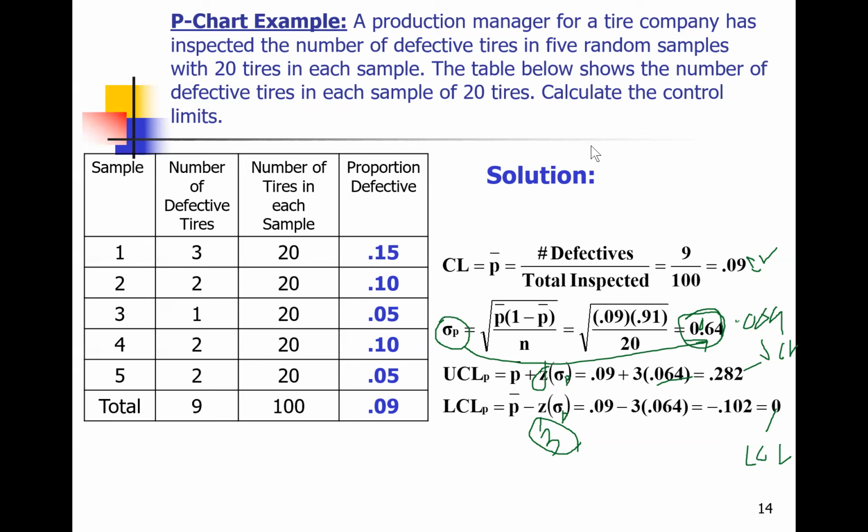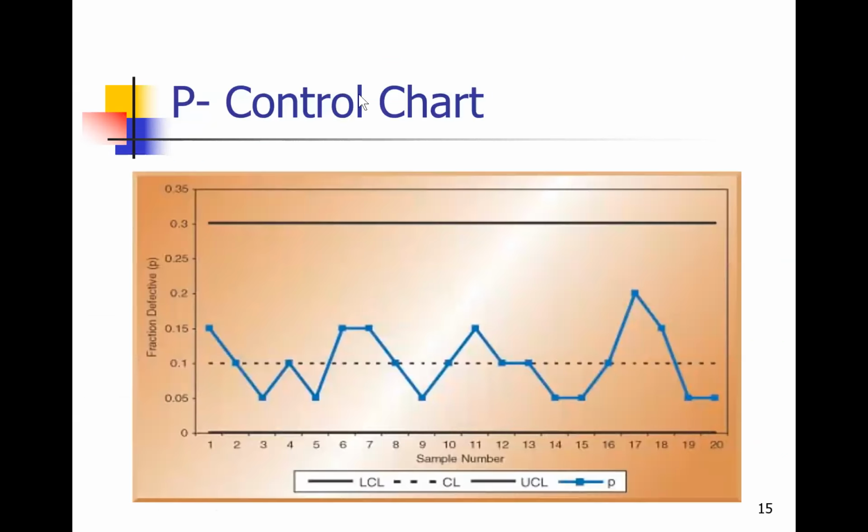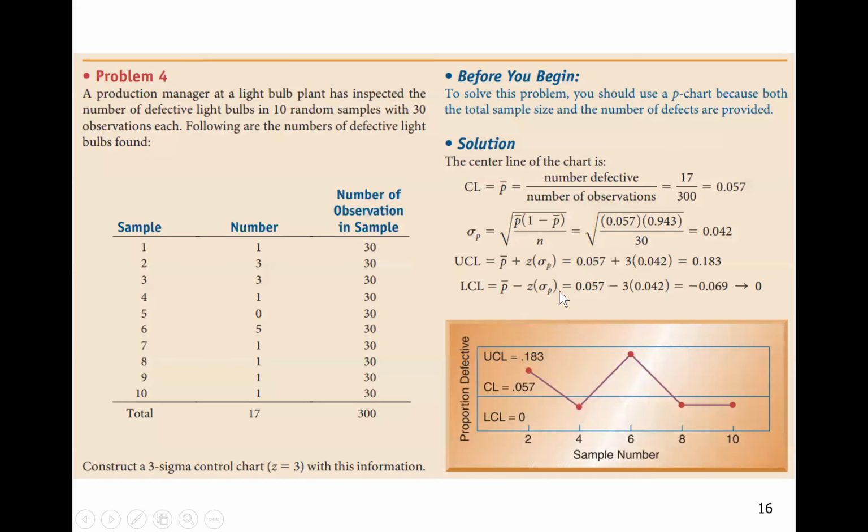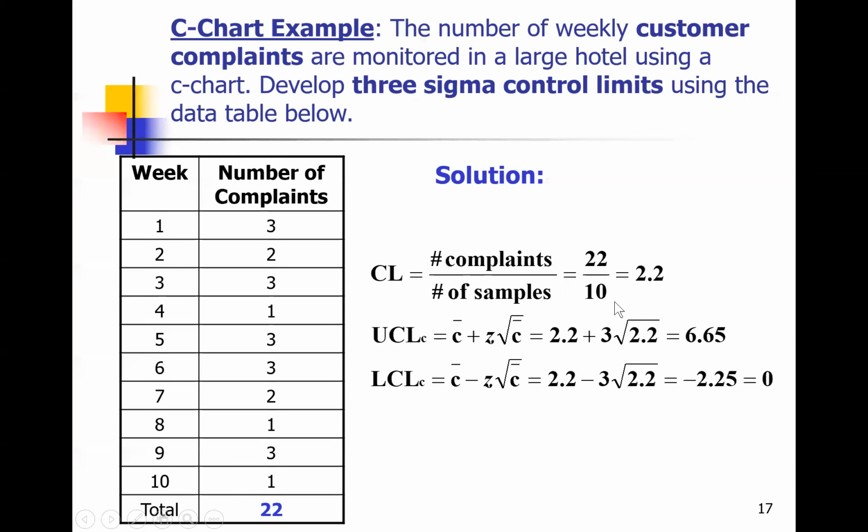Go to the C chart. This is a similar type of example you can calculate from here. Here the terms are used properly: sigma P and sigma P. It is the value of sigma P multiplied by 0.042. Okay, this has been used properly.